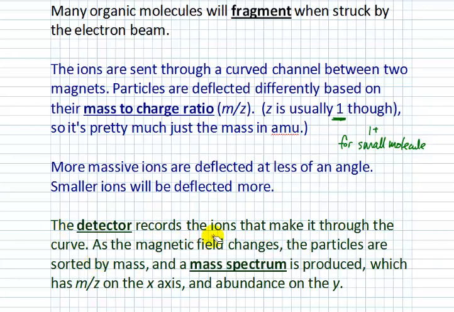The detector just records the ions that make it through that curve. As that magnetic field changes, the particles are sorted by mass and a mass spectrum is produced. So we're going to have this m over z, this mass to charge ratio, which is essentially just the mass of these ions. That'll all be on the x-axis, and the abundance of those ions, how many of each of those masses made it to the detector, will be on the y-axis.